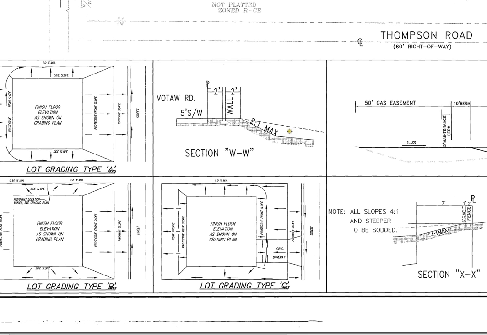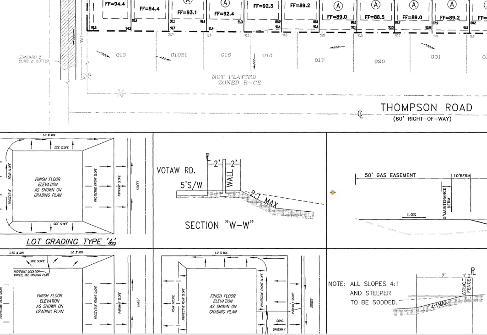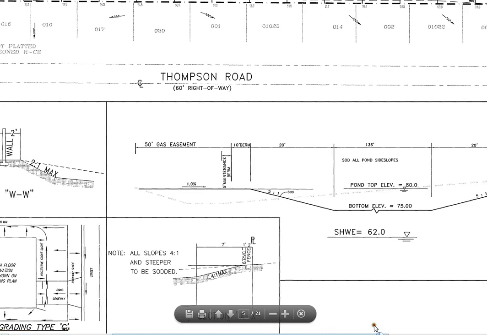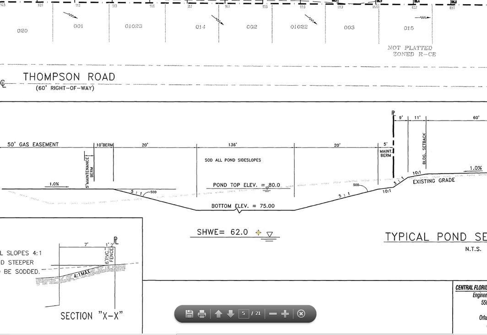The other thing that's on this plan is the wall between Votah Road and the project area. And this means that the slope is a 2-to-1 max. The other thing that's in the set of plans is the detail of the pond. So the pond is a dry pond. Its elevation at the bottom is 75 and the top of the pond is 80. That means it's a 5-foot deep pond, and you'll see that the slope is every 5 foot over it drops 1. Right here it says that it needs to be sodded, so the grass in this area needs to be sodded. The other thing that it shows is there's a berm, a 10-foot berm, and it's at 1%.